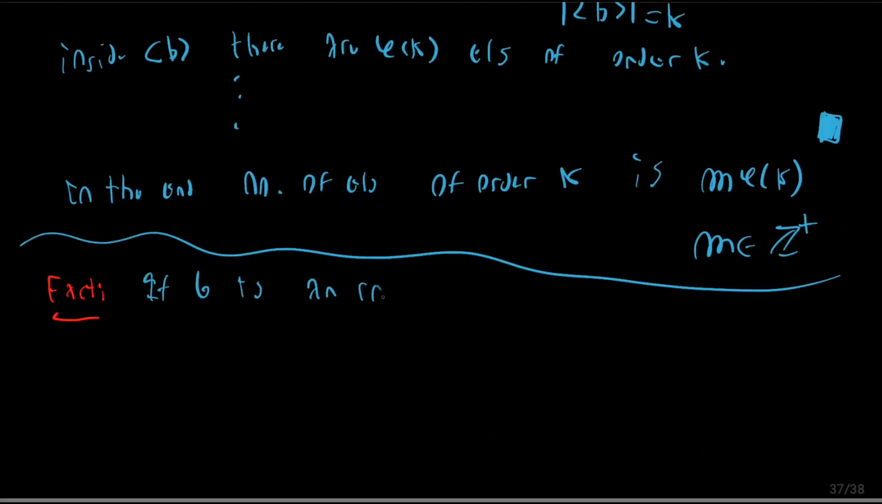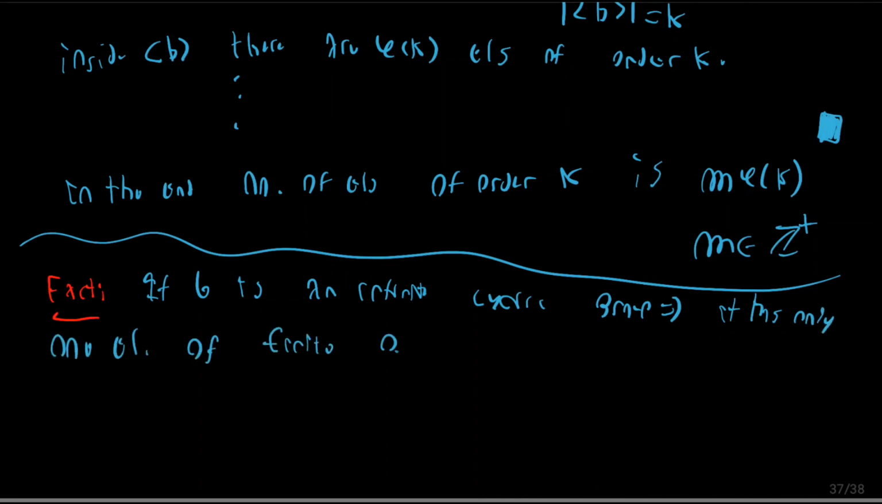If G is an infinite cyclic group, then it has only one element of finite order, and that is the identity.